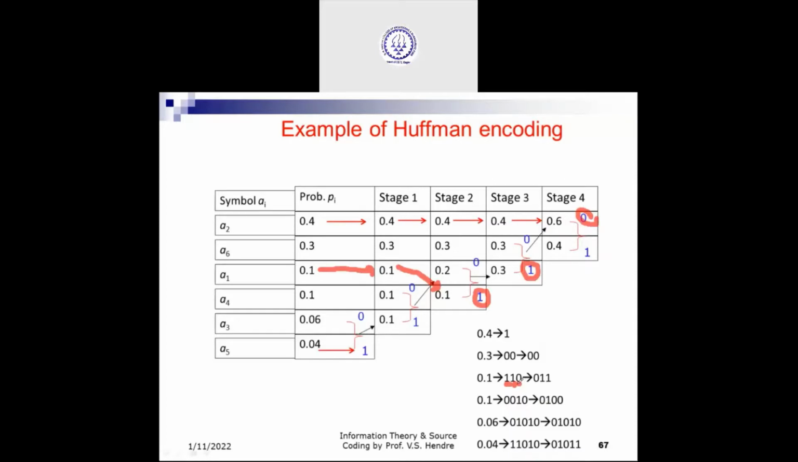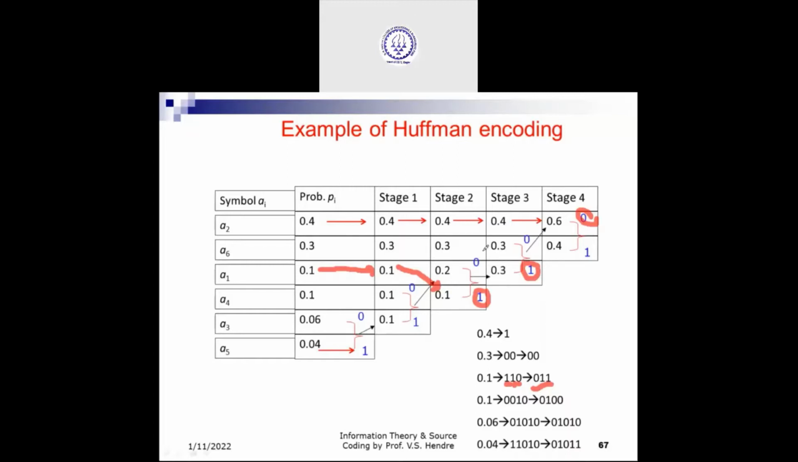In my basic process, I have to go from stage 4 to stage 1 back. But as I'm using a forward method, whatever code I got, 110, I have to reverse this code, so it will become 011 as the final code word for 0.1. I hope the things are clear. I'm following the method of forward pass, creating a reverse code.